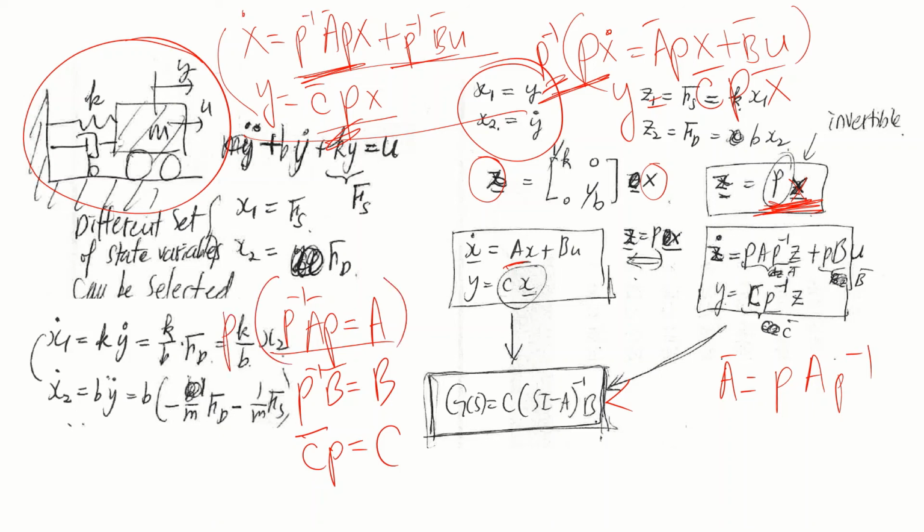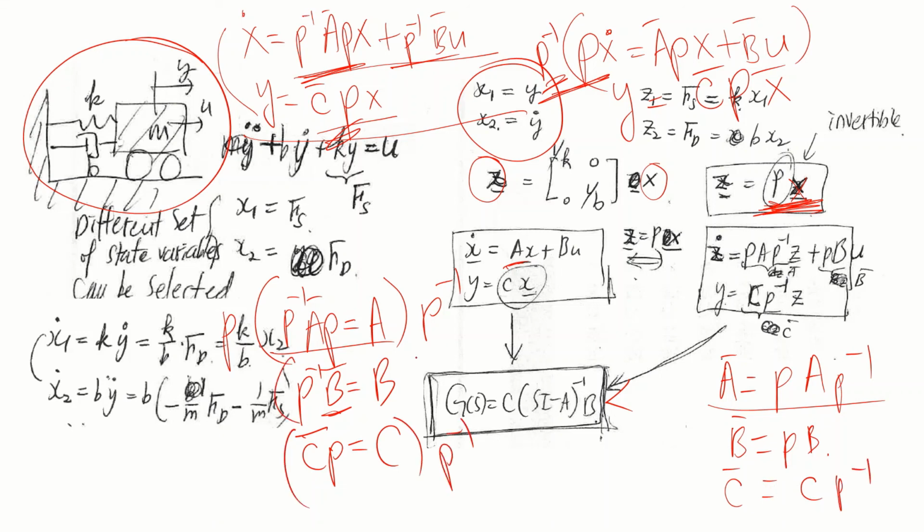Just simply pre-multiply with P and post-multiply with P inverse, then you've got this. And B bar should be P times B, and C bar should be C P inverse. Just post-multiply with P inverse, pre-multiply with P. So here A bar is P A P inverse, B bar is P B, and C bar is C times P inverse.